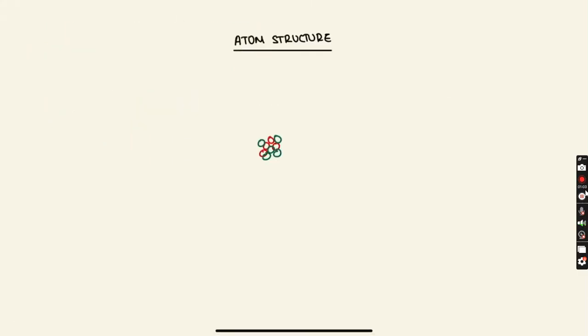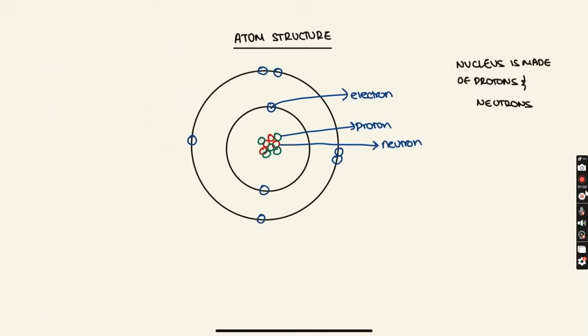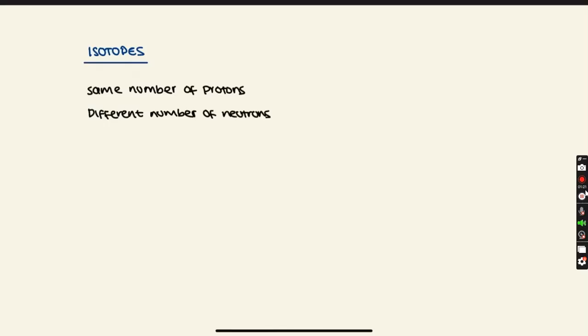Atoms consist of protons, neutrons, and electrons in a shell around a nucleus. The number of protons defines the element, which is the atomic number, while the total number of protons and neutrons give the atomic mass. Isotopes are atoms with the same number of protons but different number of neutrons, and isotopes of an element have the same chemical properties but different physical properties.